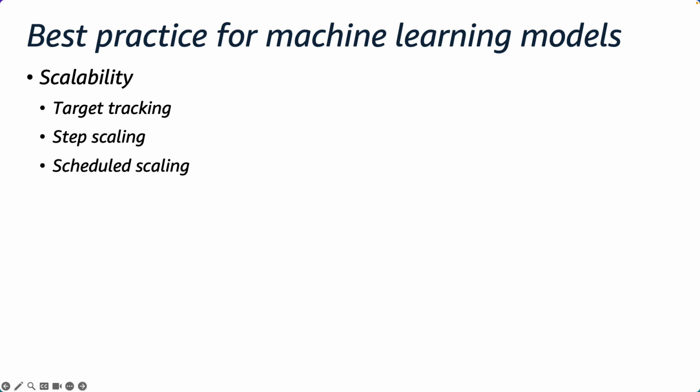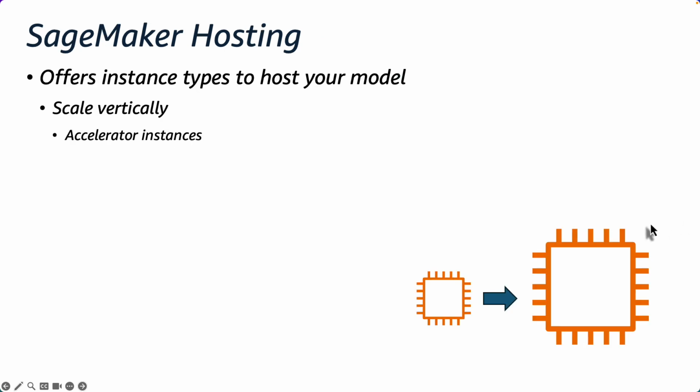The second option is to choose step scaling. You create and manage the CloudWatch alarms that initiate the scaling process. When an alarm is breached, Amazon EC2 autoscaling initiates the scaling policy associated with that alarm. The third option is scheduled scaling, which lets you specify a recurring schedule for scaling your endpoint in and out based on anticipated demand. AWS recommends that you combine these scaling options for better resilience.